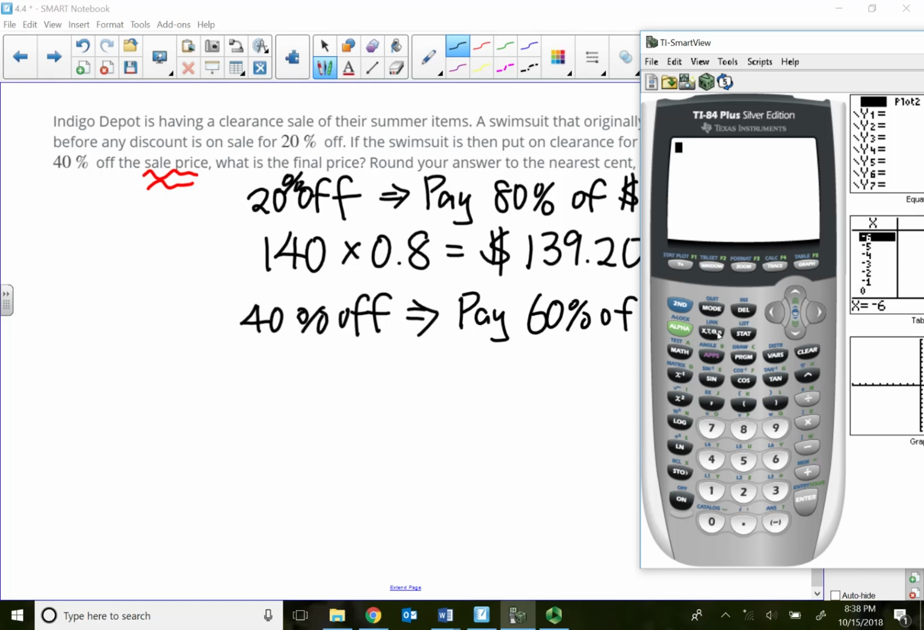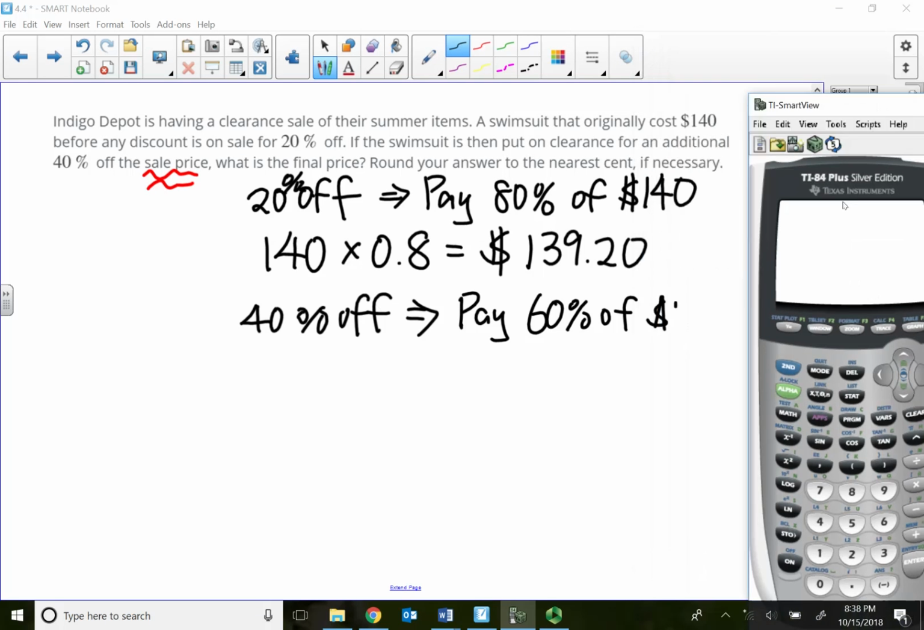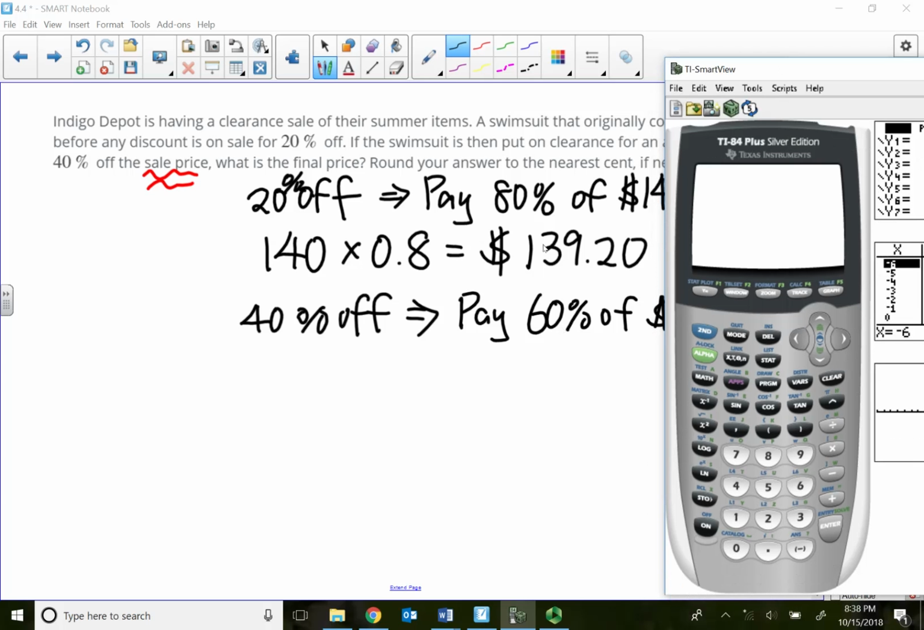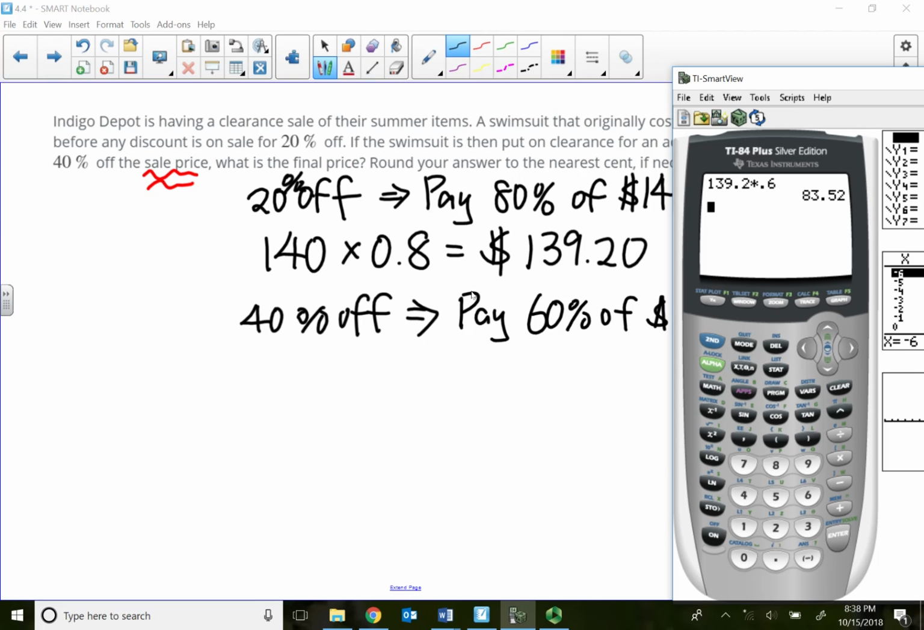So that will be 139. I'm going to pay 60% of that 139. So 139.2 times 60%. Now my final sale price before tax has to be $83.52. Okay. All right. So that's how these problems work. You're not getting 60% off. You actually get 20% off first of the original price, and then you get an additional 40% off of that sale price.